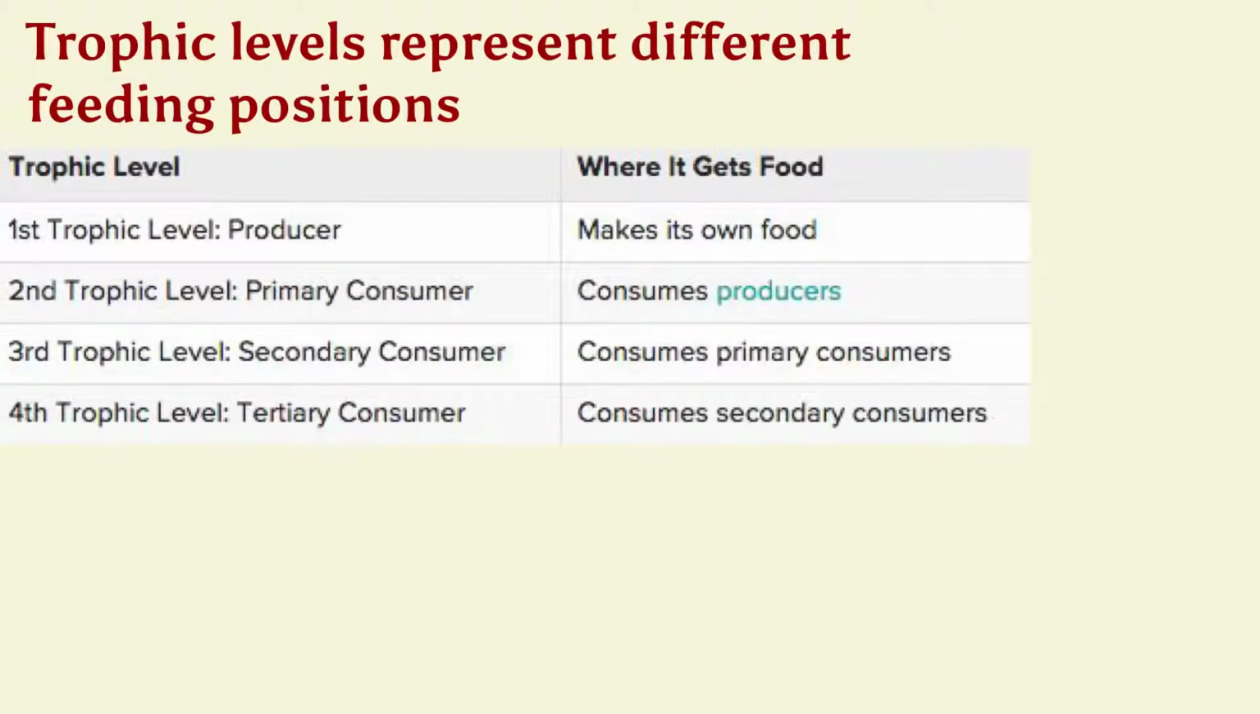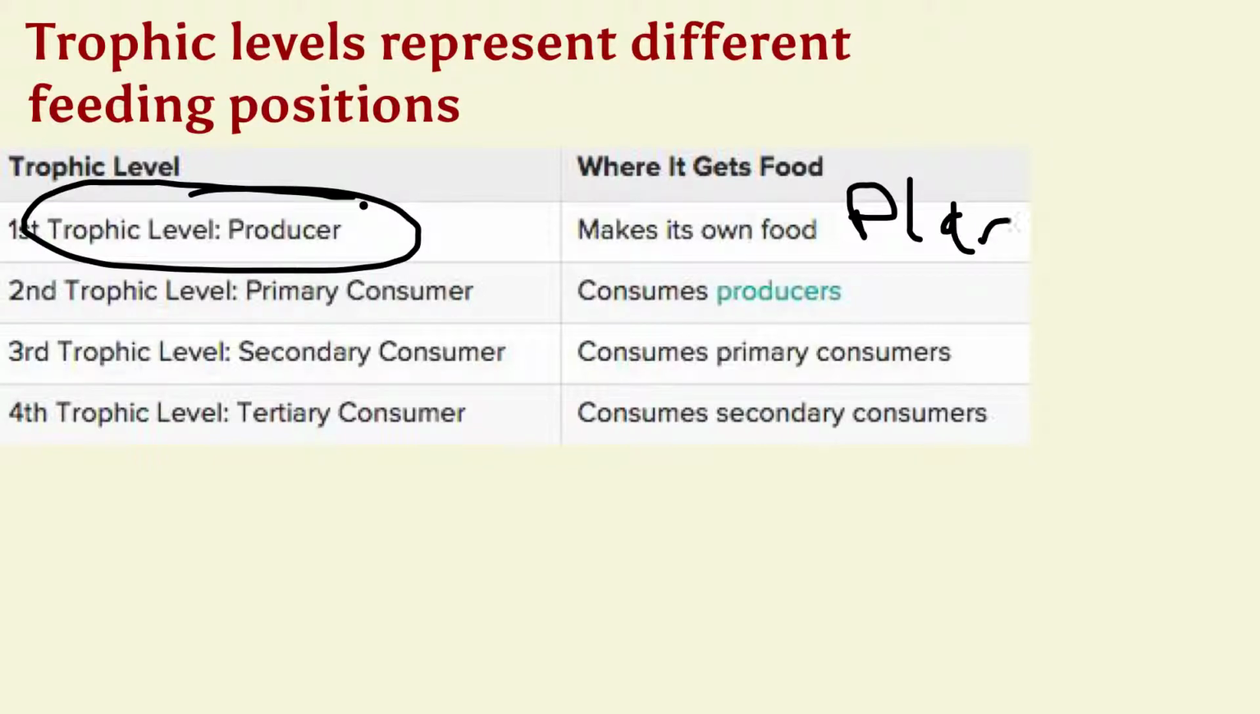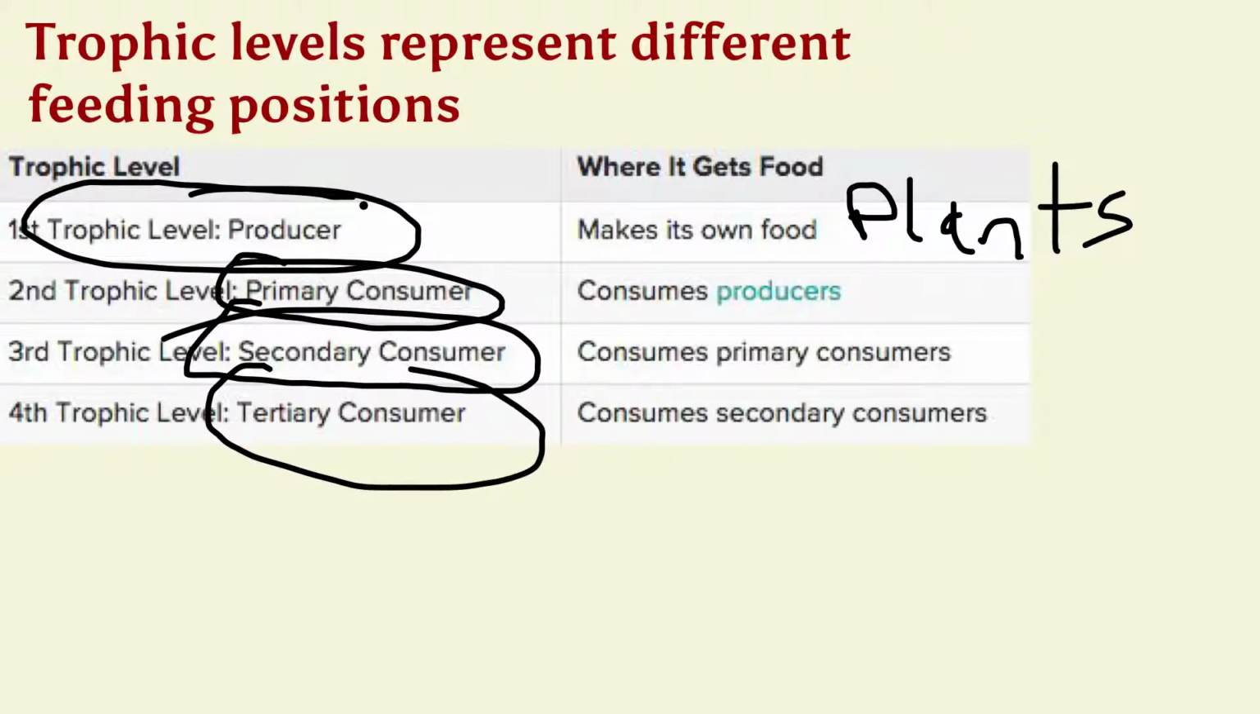All right, let's take a look at the different trophic levels represented here. The different feeding positions in a food chain or web are called trophic levels, and we can break those up into 4 different levels. So at the first level, we have our producers. These are the ones that are going to make their own food. These are going to be our plants. At the second trophic level, we have our primary consumer. And the third and fourth level, these are all going to be consumers. So they all need to eat something else to get their food.